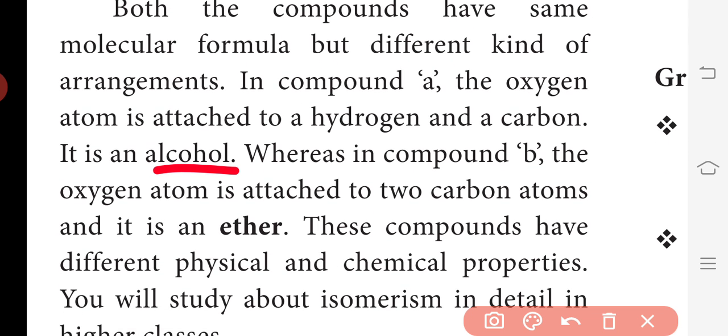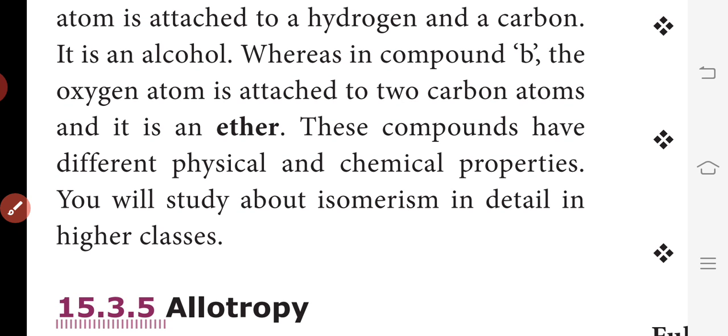It is alcohol. Compound B is called ether. Compound A, that type of arrangement, is called alcohol. The second arrangement is called ether. In brief, you will study about alcohol, this arrangement of carbon and hydrogen compounds, in your higher classes.